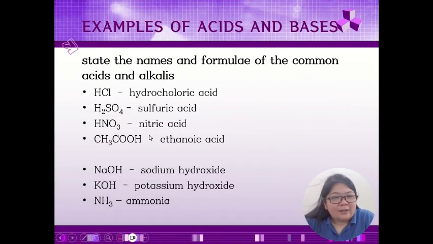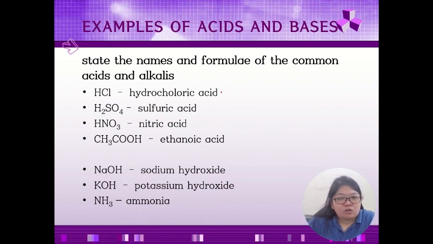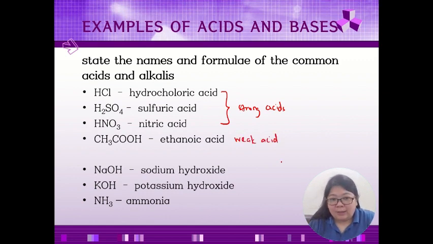So the first slide, okay, I put in the names and formula of the common acids and alkalis that you are required to know the formula and also the name. So the first three acids, hydrochloric acid, sulfuric acid, and nitric acid, they are strong acids. Okay, the last one, organic acid, ethanoic acid, is a weak acid. So they only limit you to know all this. So make sure that you know the formula and also the name.